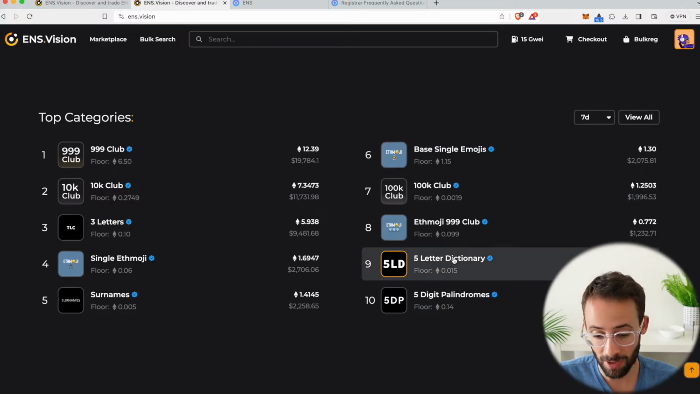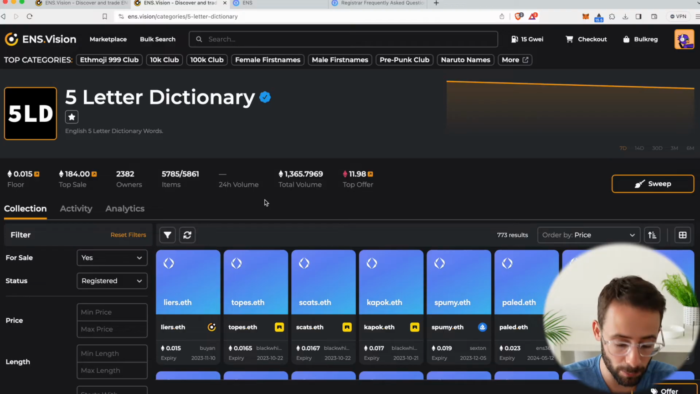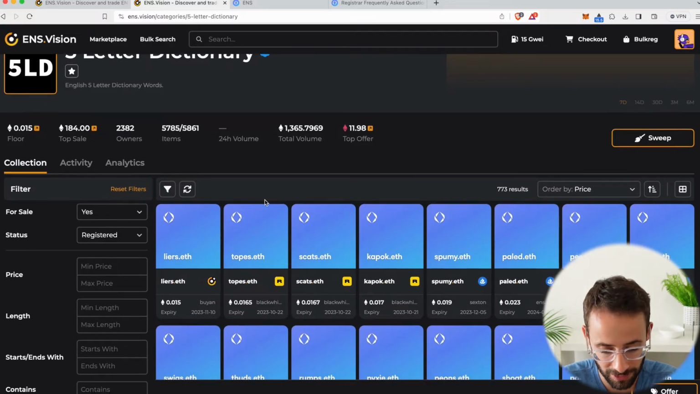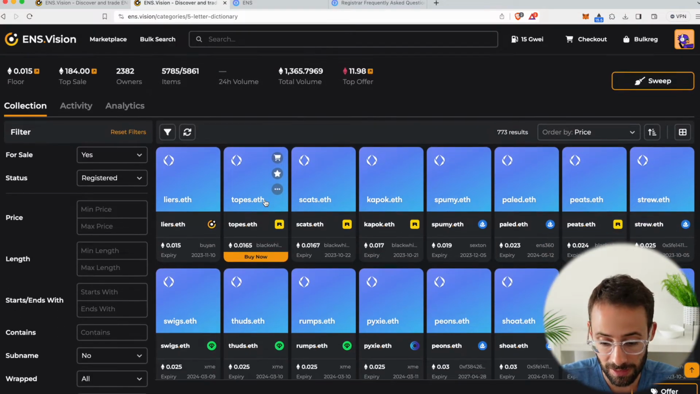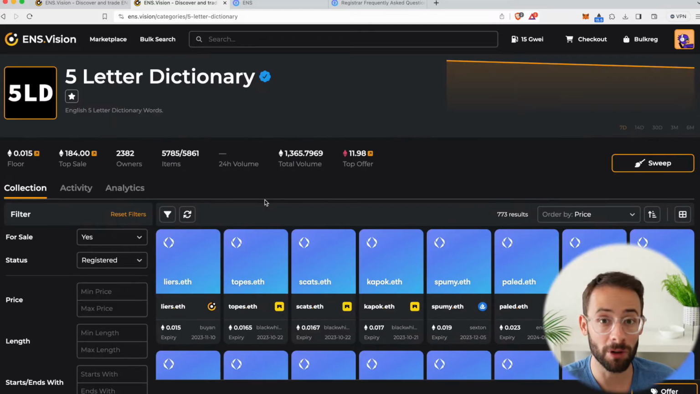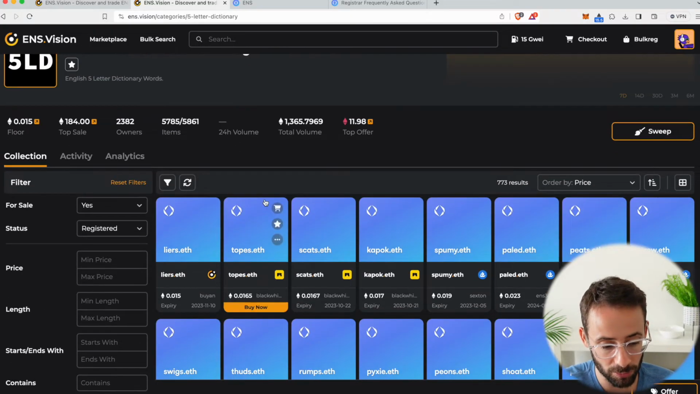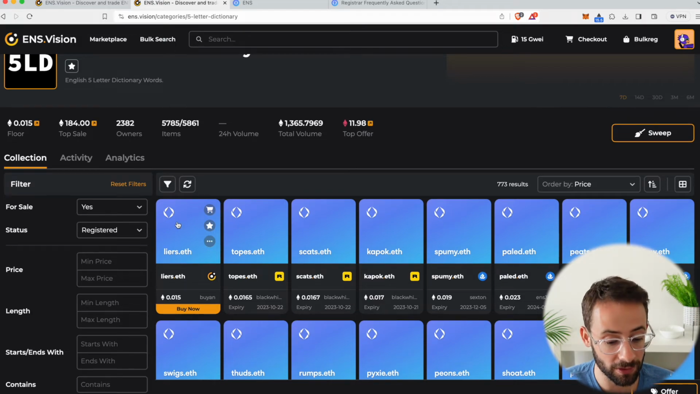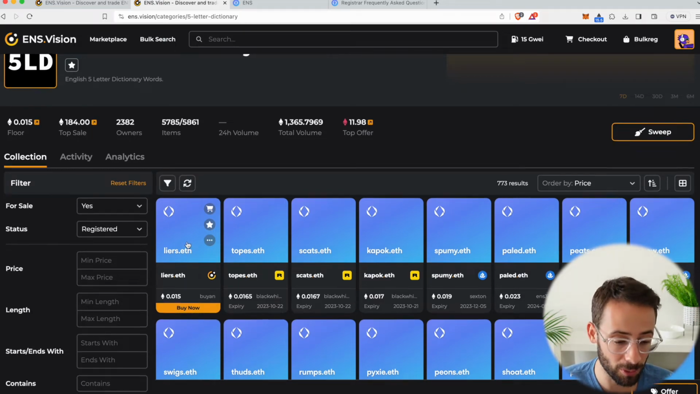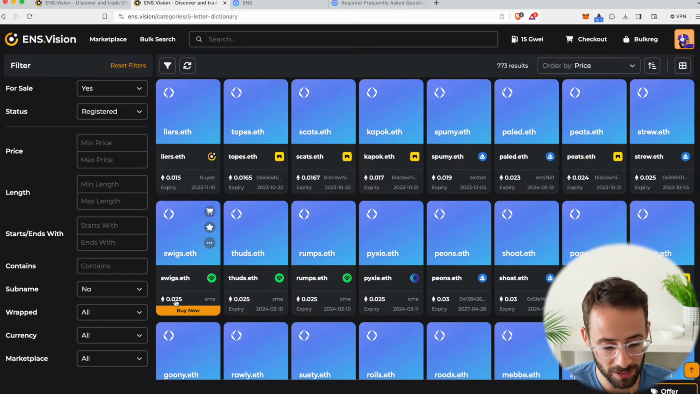So for example, five-letter dictionary, if I click on this category, these are literally words from the dictionary that are five letters, and you can see that there's lots of them. Now, the benefit of this is that it's only going to cost you $5 per year to hold this on the books, because the registration fee for five digits or letters or higher is only $5 per year. But the floor on these is a lot cheaper than the floor on the 10K collection. You can see that I could buy swigs.eth for 0.025 ETH.